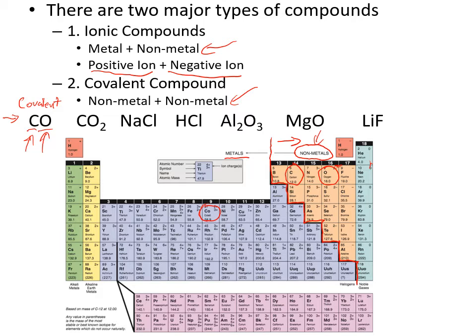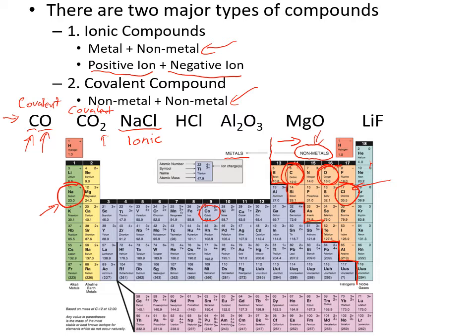Now for the next one, which is CO2, same thing. It doesn't matter that it has that 2 right there. We'll talk about those numbers later. But again, carbon, oxygen, therefore this is also covalent. We have NaCl as our next one. Na is right here. Cl is way over here. And so again, this is a metal, and this one is a non-metal. So this is ionic.